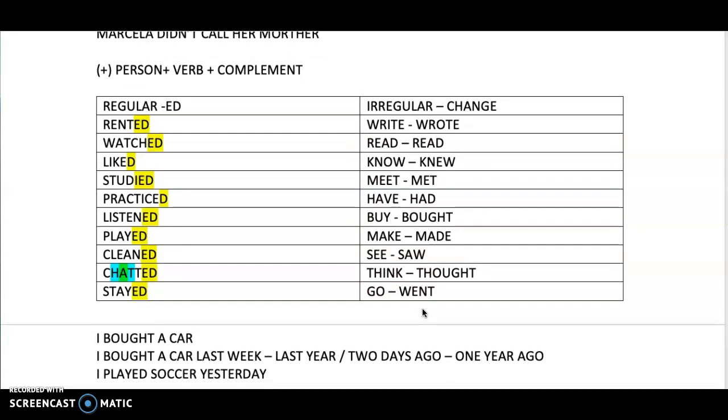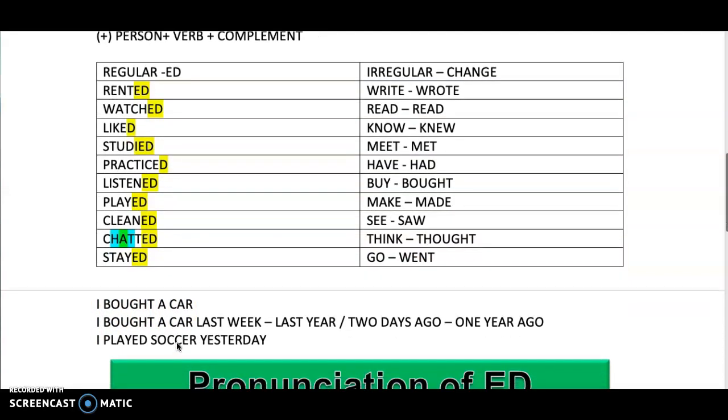One example to create an affirmative sentence is, for example, I bought a car. Yo compré un carro. But you can also pay attention to these adverbs of time that we have: last week, semana pasada, last year, año pasado, 2 days ago. So, 2 días atrás o hace 2 días. So, 2 days ago or 1 year ago. Hace un año. Okay? Very good.